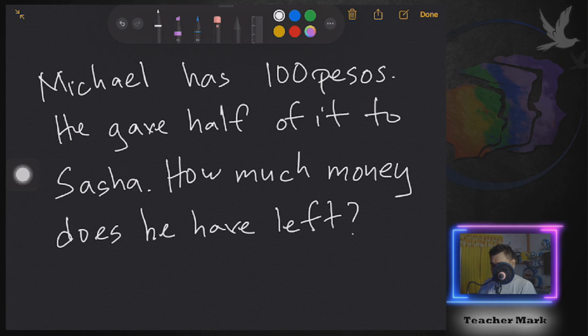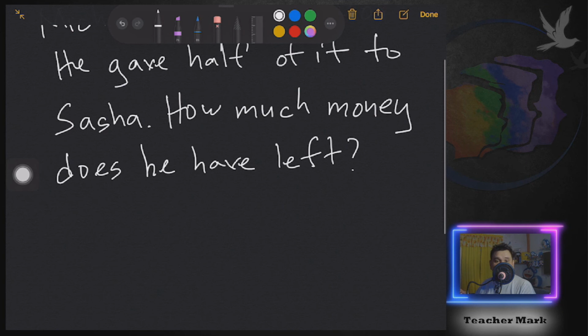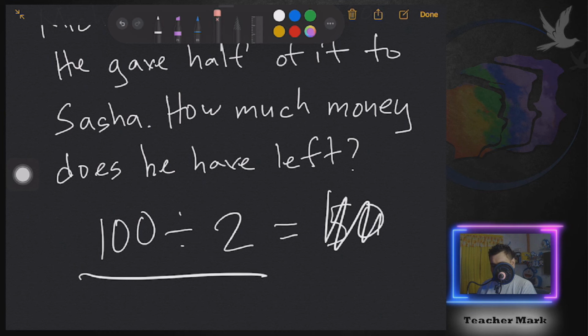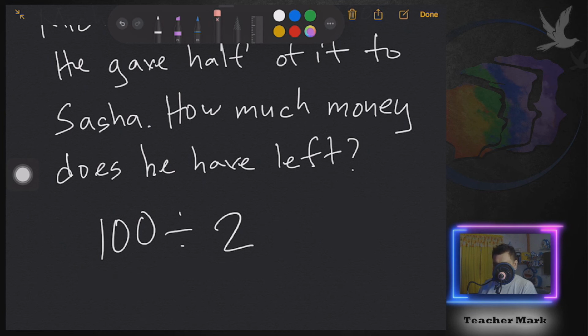Michael has 100 pesos. He gave half of it to Sasha. How much money does he have left? So technically, all you have to do now is to write the solution. That's 100 divided by 2. Then again, giving us the answer of 50. But we do not need the answer because we only need the solution. So let's try to remove that again. This is the only thing that we need. Let me erase this so that you'll not get used to it. But you can use that as your point of reference on how to change it. Okay.